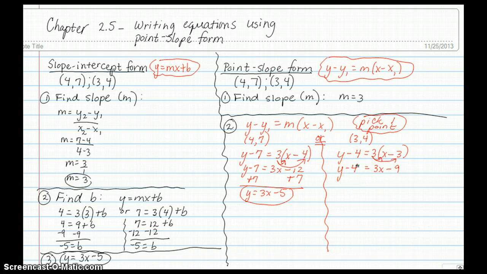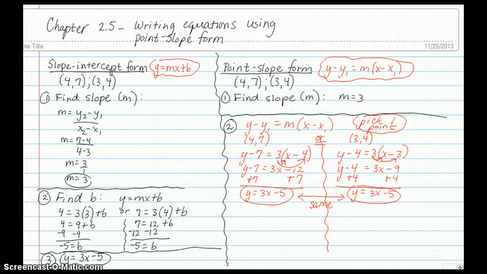Then you simply solve to isolate y, because you want to have it in the form y equals mx plus b, so we're going to add 4 to both sides. And we have 4 and negative 4 being nothing, so we're left with y equaling 3x minus 5. So you can see that these equations are the same, different way of getting them, but they come out the same, and they're also the same as if I had used the slope-intercept form. The nice thing about point-slope form is that it works really well for parallel lines and perpendicular lines.